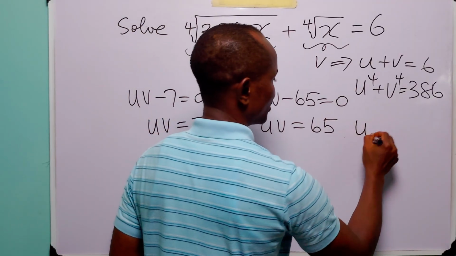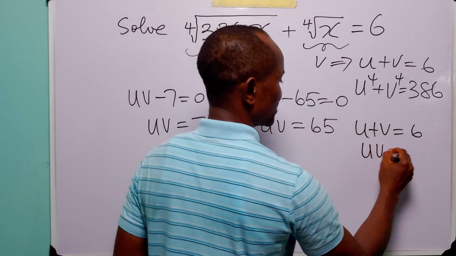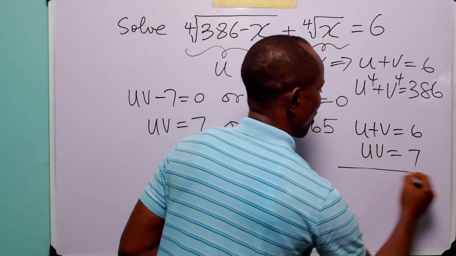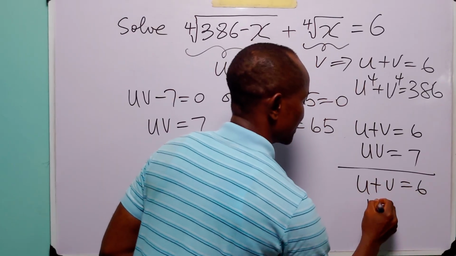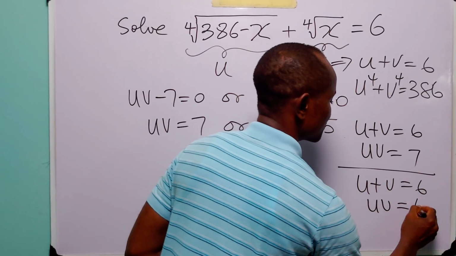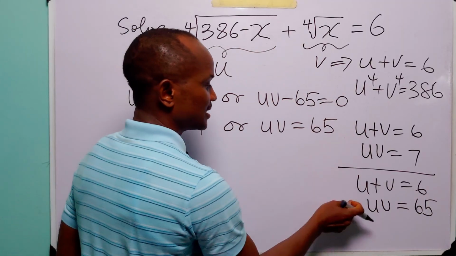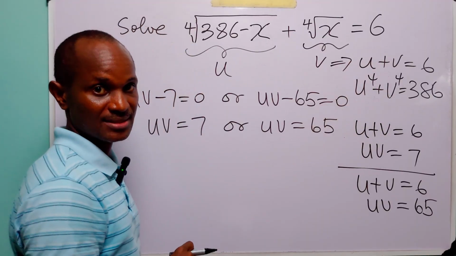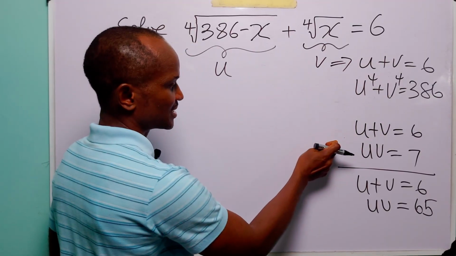That is, we have u + v = 6 and uv = 7. Or u + v = 6 and uv = 65. Now you can see that these two equations are much easier to solve than this and this. Now to solve these two equations, we start with the first set.